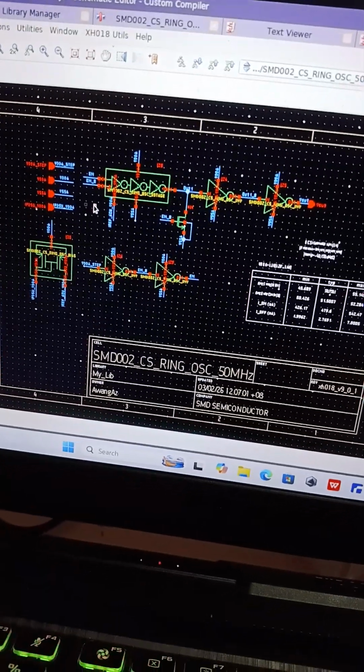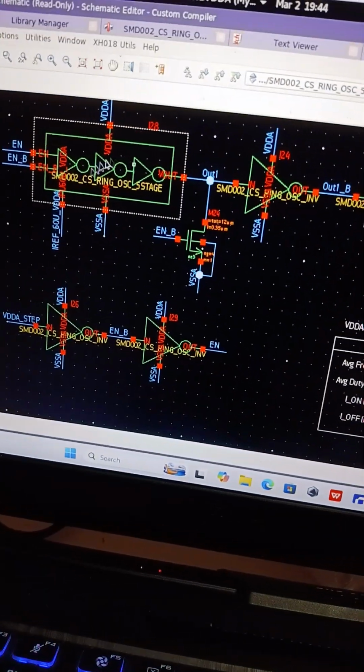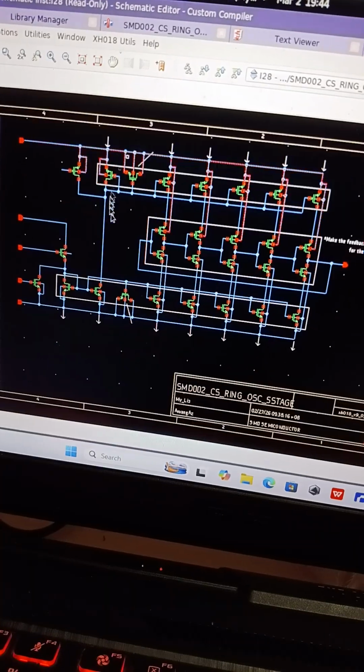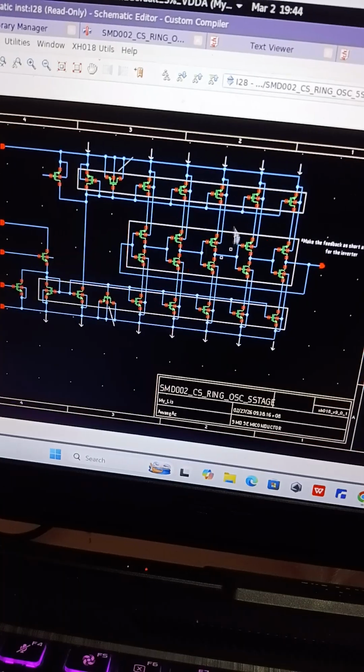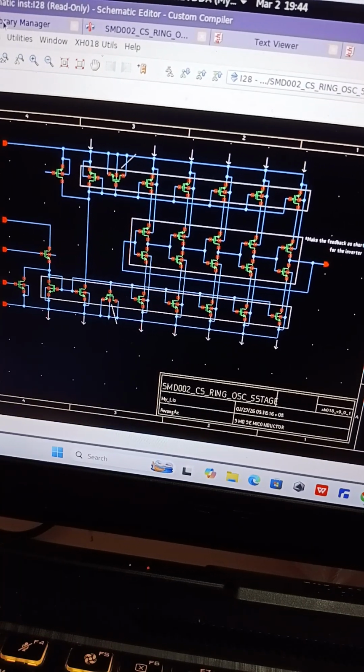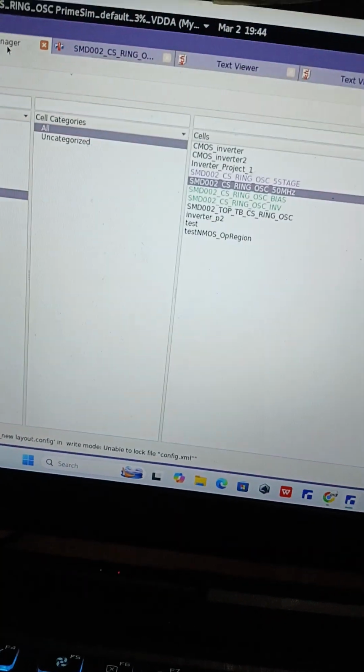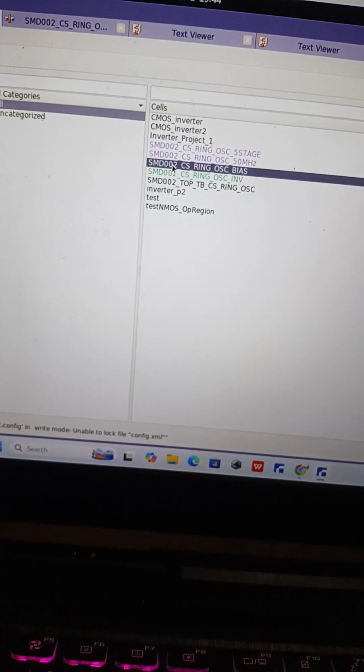Basically we have finished. This is the ring oscillator, and this is the schematic, right? And we have this 5 stage. So this is the 5 stage, quite compact with transistors. And yeah, let me show you.